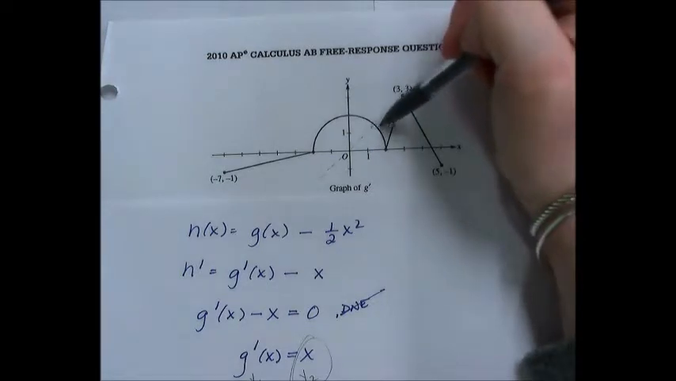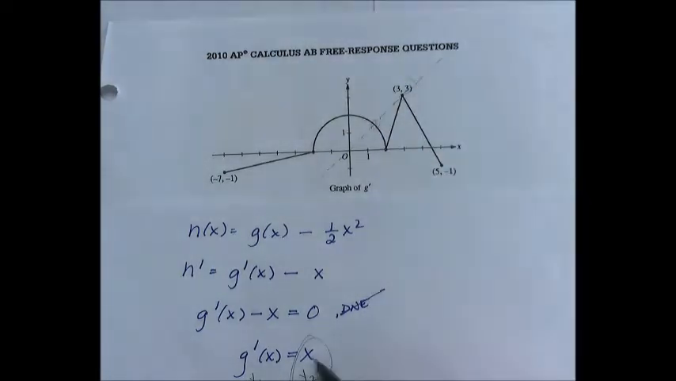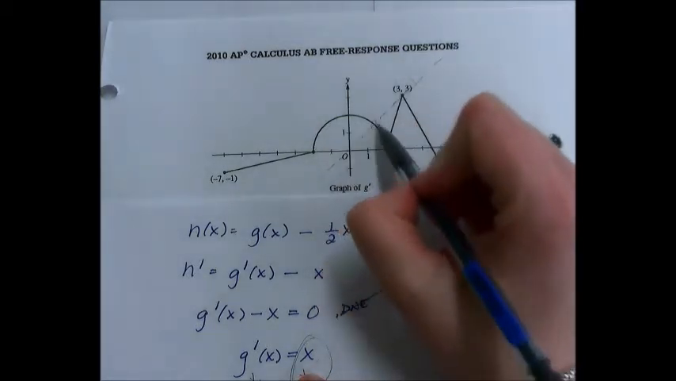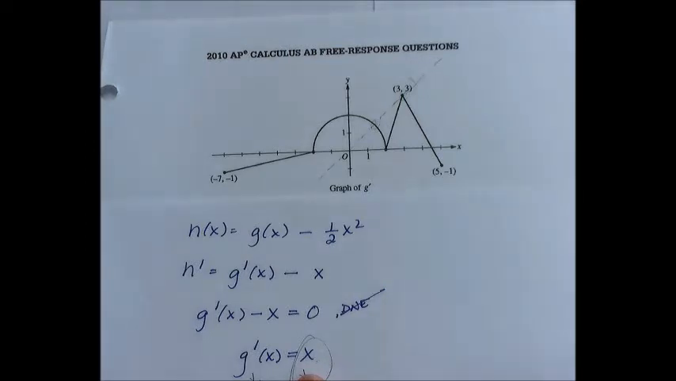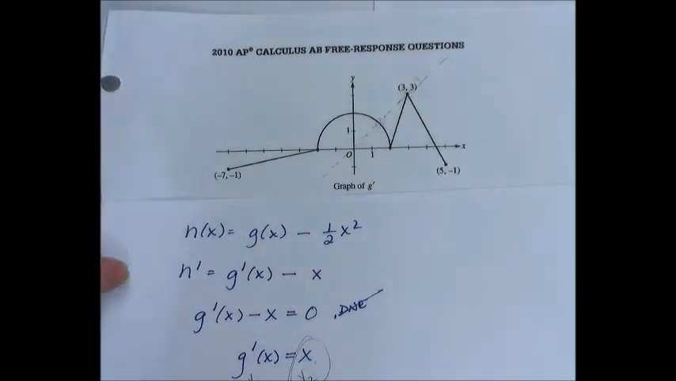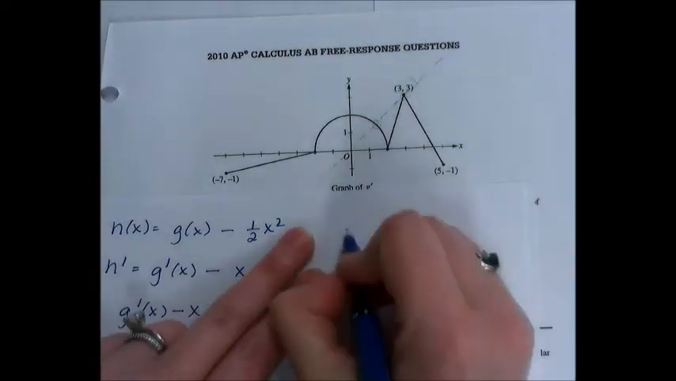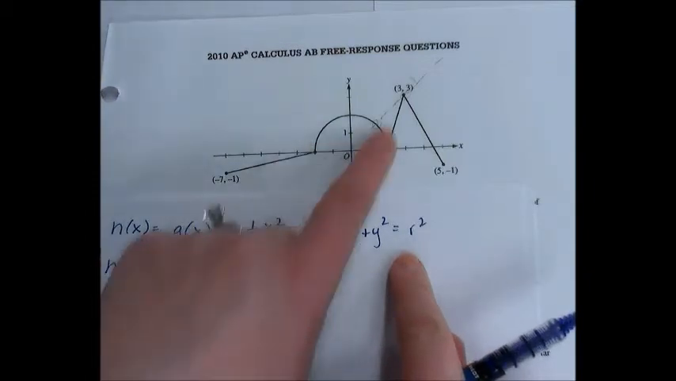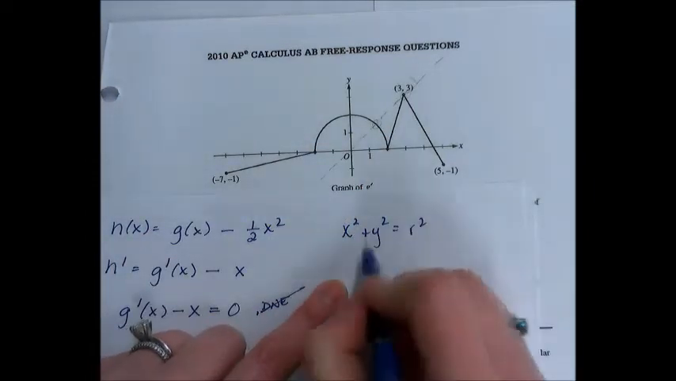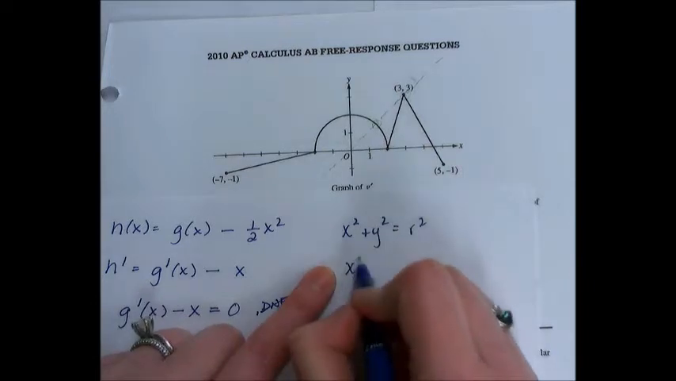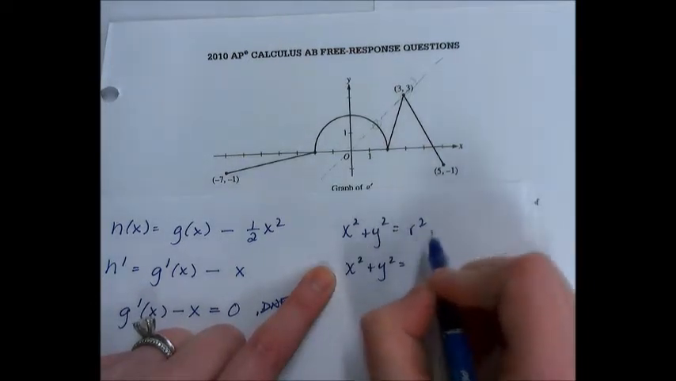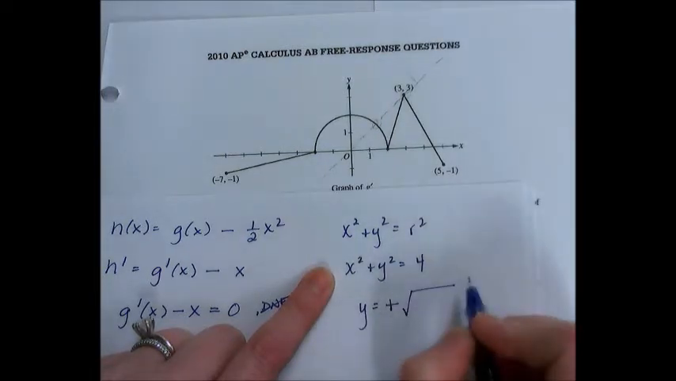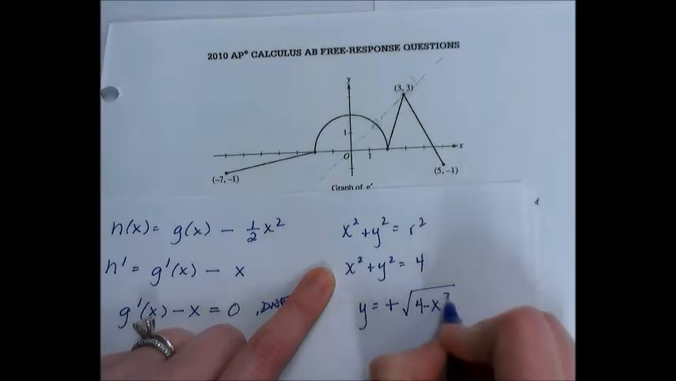So now I need to find out, when does x, which is essentially my answer here, equal the equation of this curve right here? That's a semicircle. So you need to think back to the equation of your semicircle. If you recall, x squared plus y squared equals r squared. My circle is centered at the origin, and the radius is 2. x squared plus y squared equals 2 squared, which is 4. So y is equal to the positive square root of 4 minus x squared.